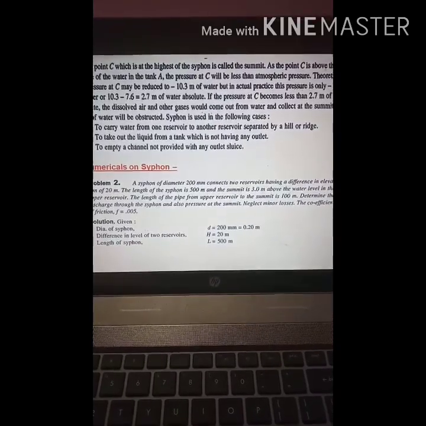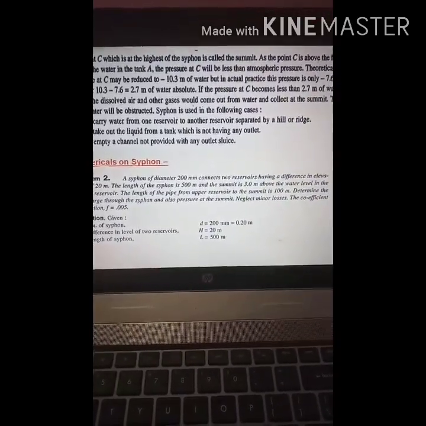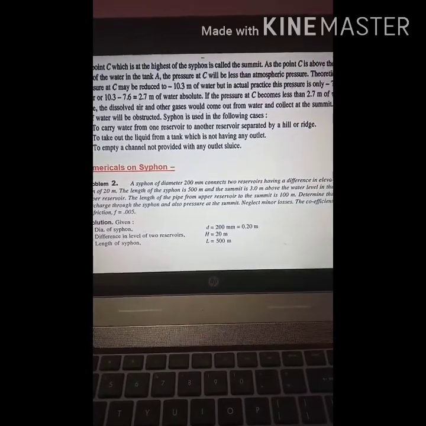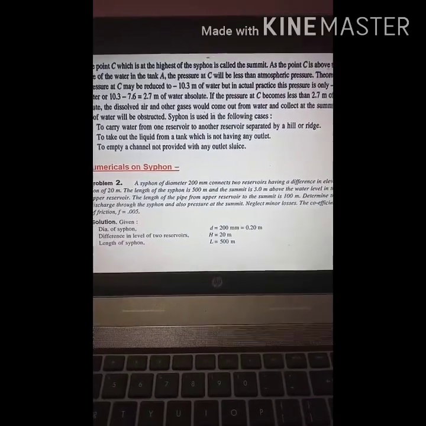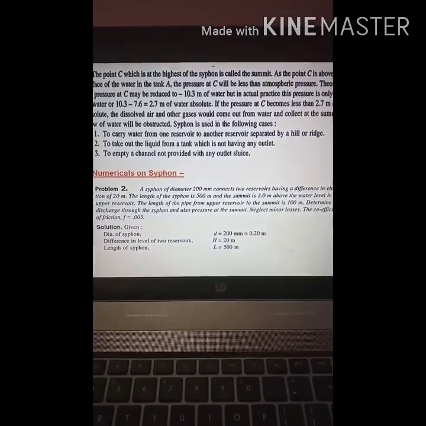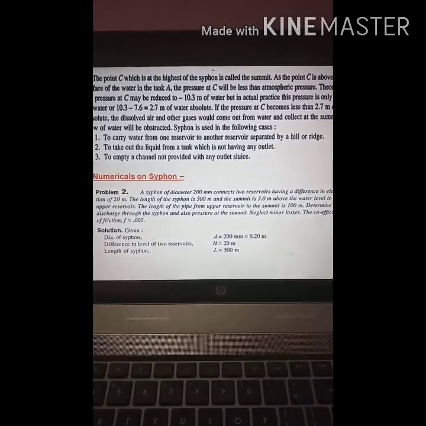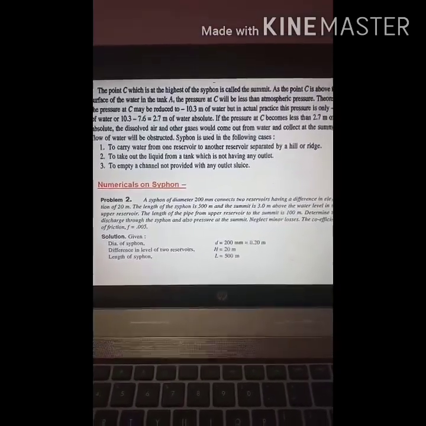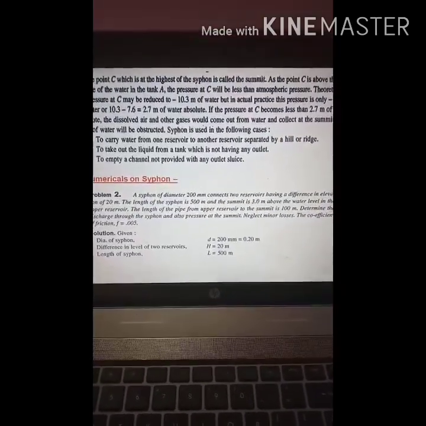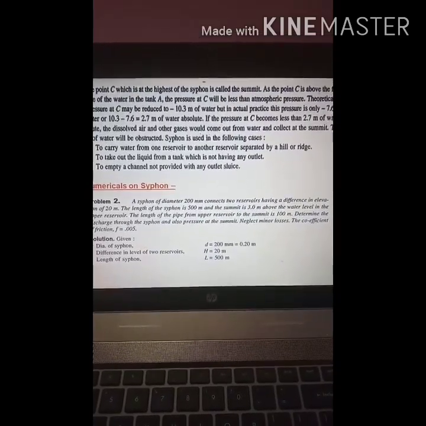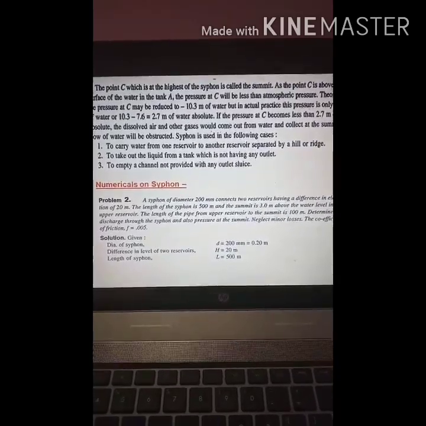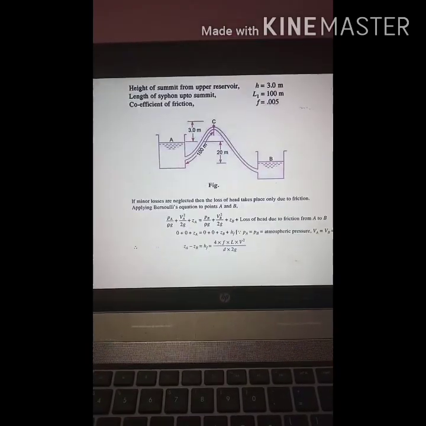The coefficient of friction is 0.005. So here we are going to consider only the major loss. Let us try to solve this. Let us write the given data. Diameter of siphon is 0.2 meter. The difference in level, that is the potential head difference, is given as 20 meter between tank A and B, and the length of the siphon which connects A and B is 500 meter, nearly half a kilometer.